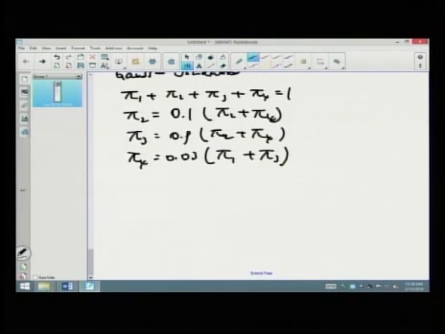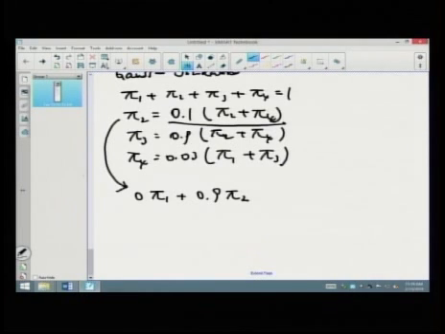So from here, this second formula can be rearranged like this: 0 times pi 1, plus 0.9 pi 2. What I did is move the right hand side to the left hand side. And then plus 0 pi 3 minus 0.1 pi 4 equals what? 0, right?